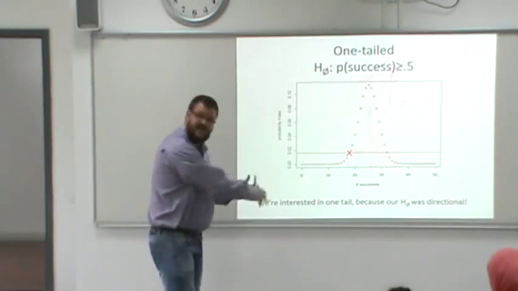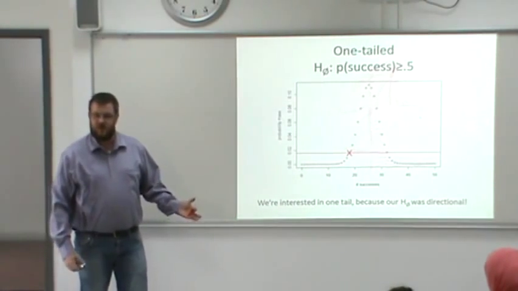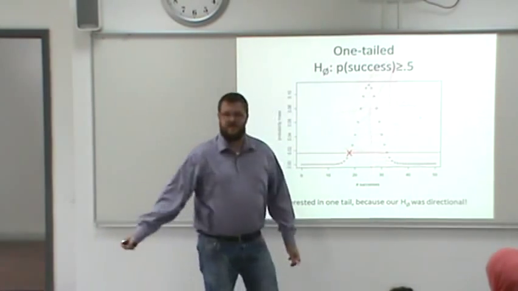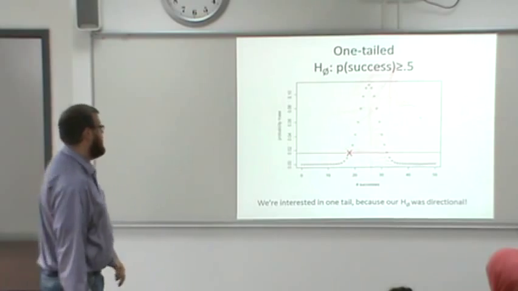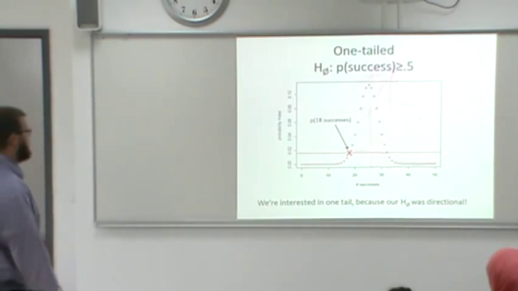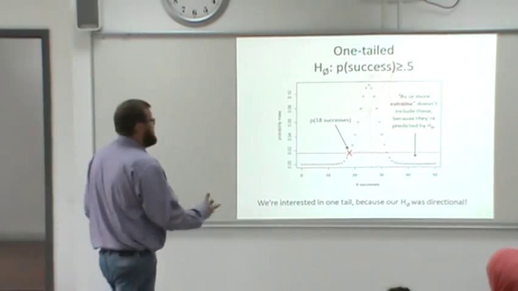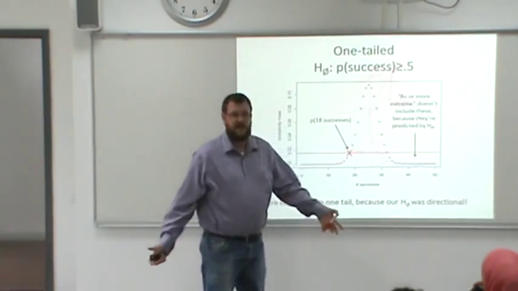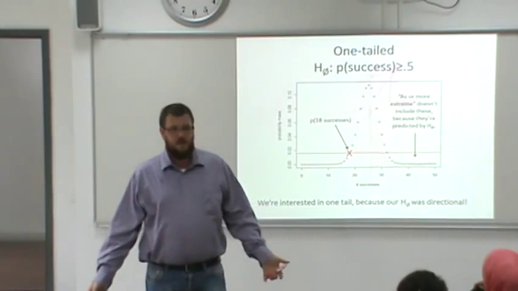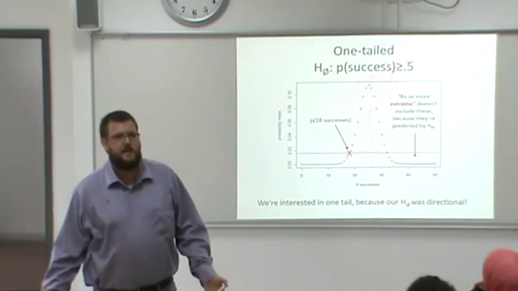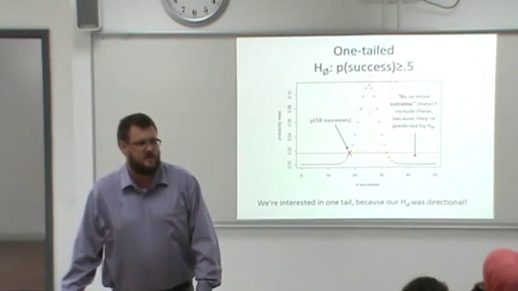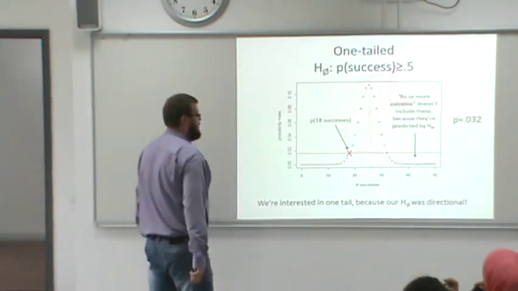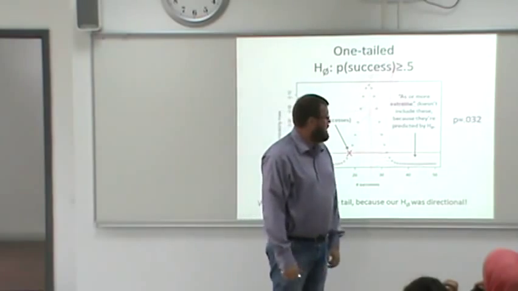Because we're interested in the side, right? Good. So all we need to do is add up these to get the probability that we're interested in. So there's a probability of 18 successes. As in more extreme doesn't include these because they're predicted by the null hypothesis. If they're predicted by the null hypothesis, then they're really not that extreme. Does that make sense? All right, so we do that, and the probability is 0.032.